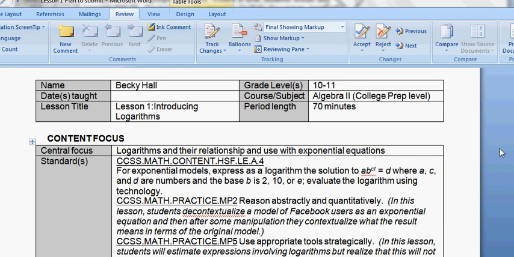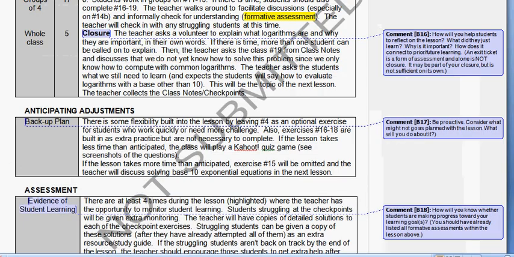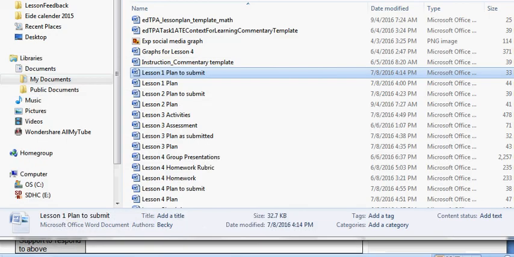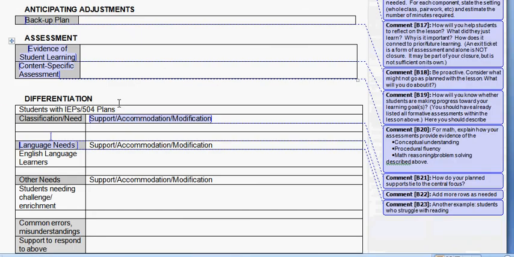Those comments are really just there as a reminder to help you understand how to use the template. But hopefully this video helped you, and now you hopefully understand the basics of how to use this lesson plan template.